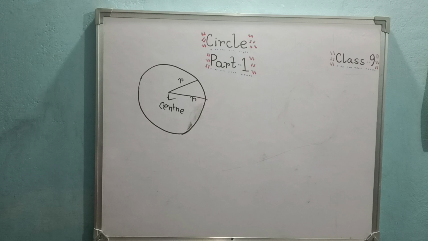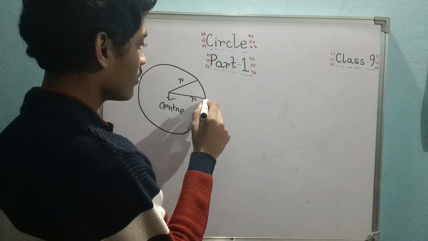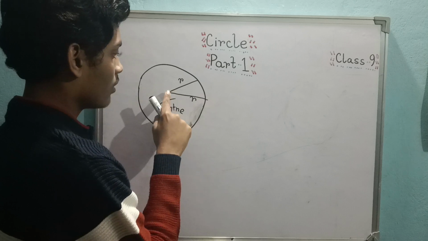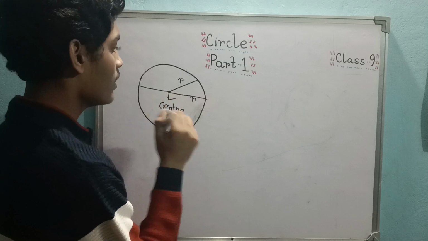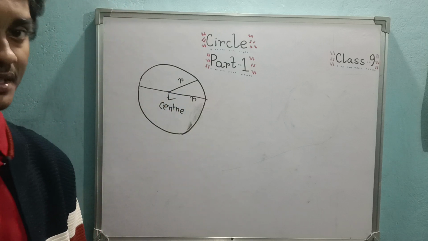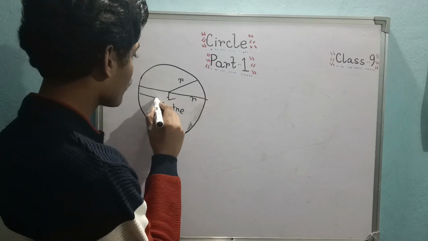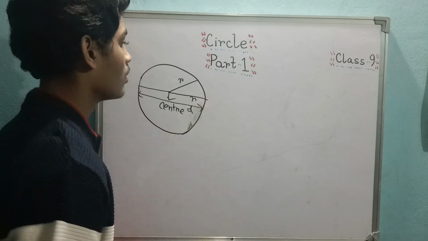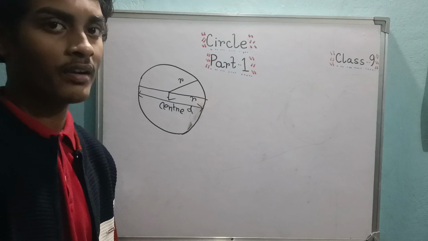Now comes what is diameter. Diameter is actually from the center, you have drawn like this, then just double it. Means here it is like this. Then this is your diameter. Diameter is nothing but twice the radius. So this whole one will be your diameter. So one thing we came to know, the diameter is always drawn through the center of the circle, right?